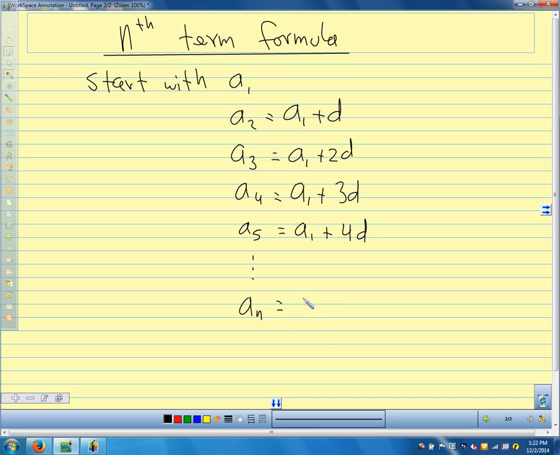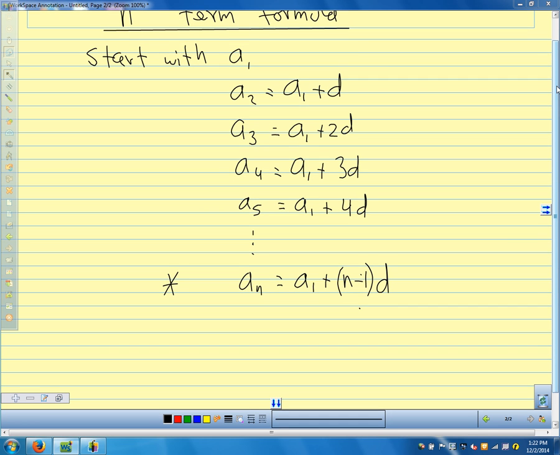So what's our pattern going to be? A sub 1 plus n minus 1 times d. And there is our nth term formula. All we have to do is know a sub 1 and d, and we can plug in n and get any term in our sequence. Is that going to be the same all the time, for every sequence? For an arithmetic sequence, this is always true, which is one nice thing about arithmetic sequences.